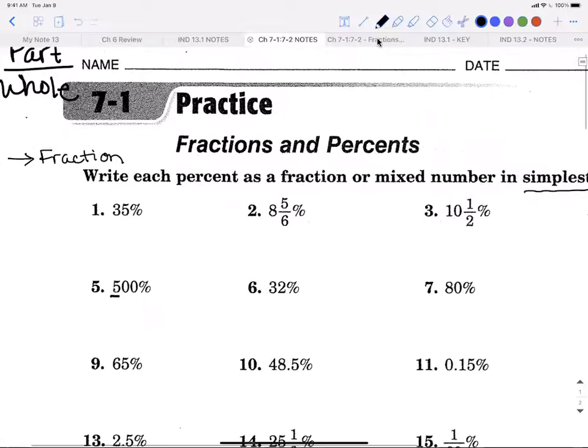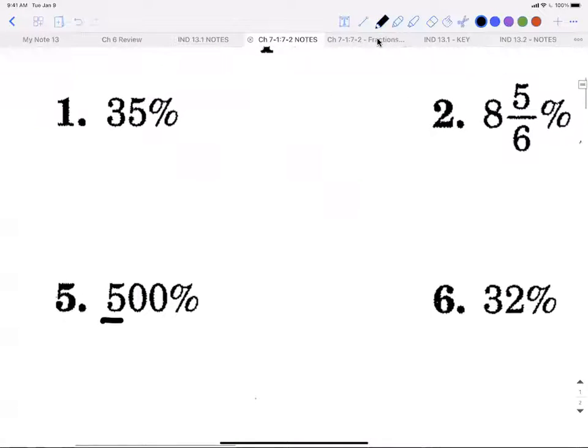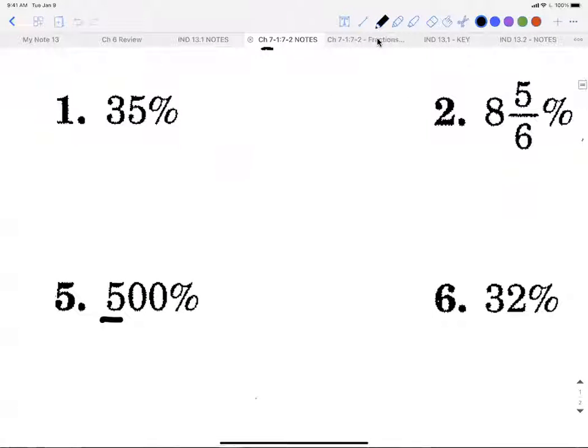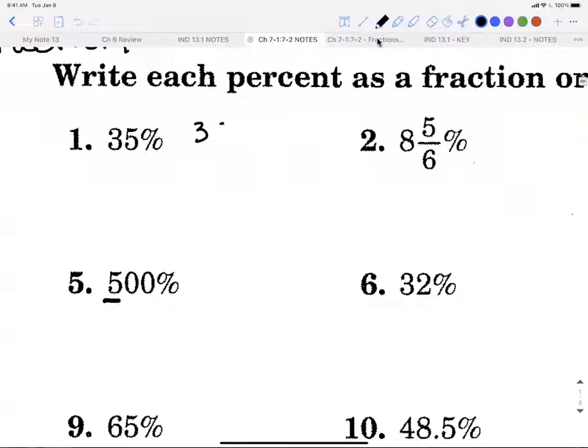All right. So when you have 35%, this should be review. How do we turn this into a fraction? Does anybody remember, Colin? Isn't it 35 over 100? Yeah, you just simply write 35 over 100 because it's 35% of 100%, right? And because it says in its simplest form, we're going to reduce these. And we know that they're both divisible by 5 because they end in a 5 or a 0. So I go with 7 over 20. And that is 35% expressed as a fraction in its simplest form.